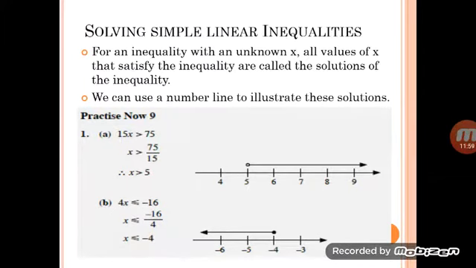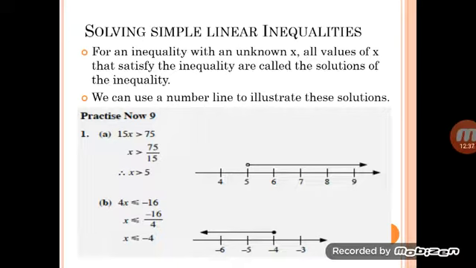For an inequality with an unknown x, all values of x that satisfy the inequality are called the solutions of the inequality. We can use a number line to illustrate this solution. For example, the practice question discussed here is 15x is greater than 75. We have to solve this inequality. Inequality questions come in this form. So we keep x on the left hand side and take 15 to the other side, where it divides 75. After solving it, we have x greater than 5.